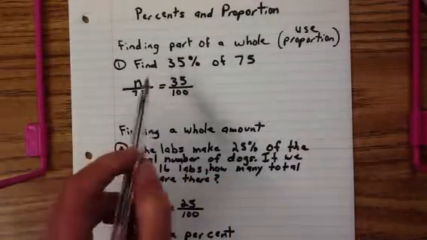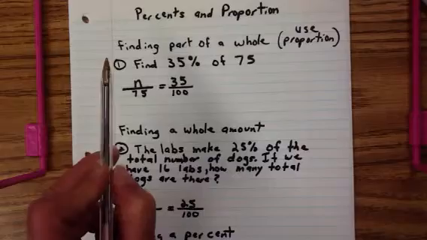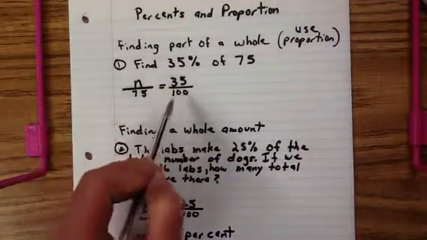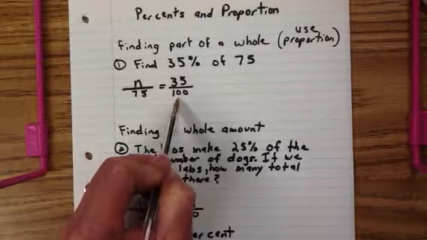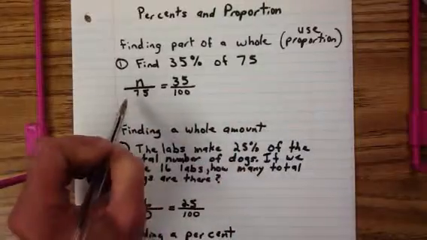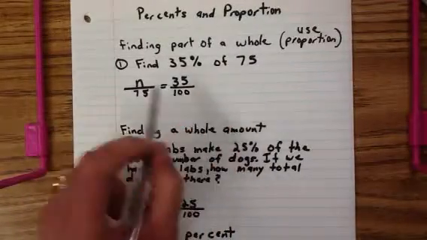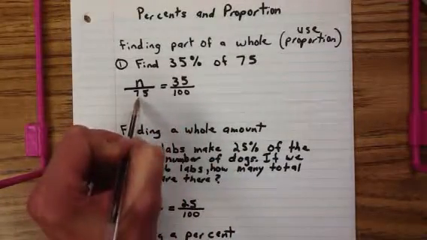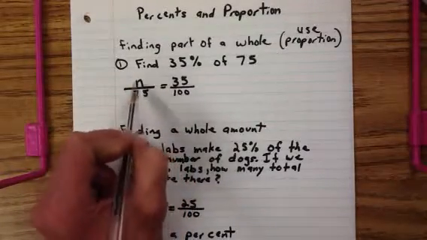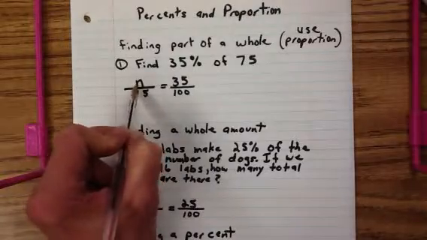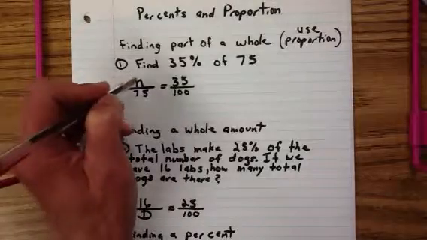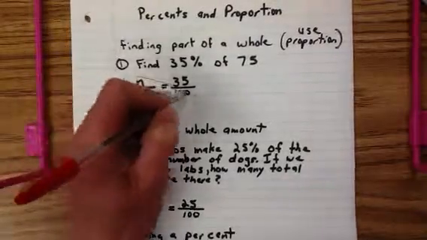Okay, well let's remember what the word percent means. It means per 100. So I'm going to set up my 35 over 100, and then I'm going to set up my whole number, 75, as my denominator, and my unknown, my 35% of 75, will be my numerator. Okay, in order to solve this, I will use cross multiplication.